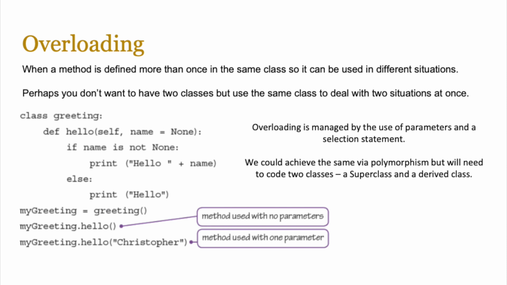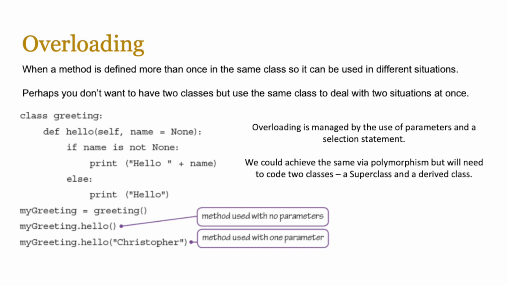Perhaps you don't want to have two classes, but you want to use the same class to deal with two situations at once. Overloading is managed by the use of parameters and a selection statement. So for that example on screen, we've got a class called greeting and we have a definition called hello, where there's a parameter that's imported, which is the name.